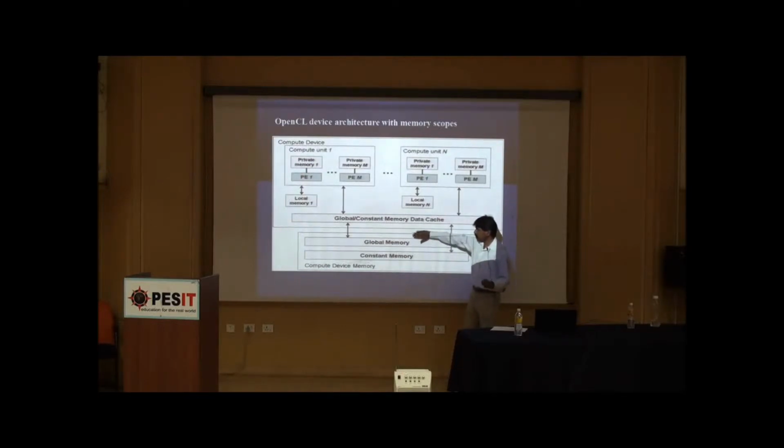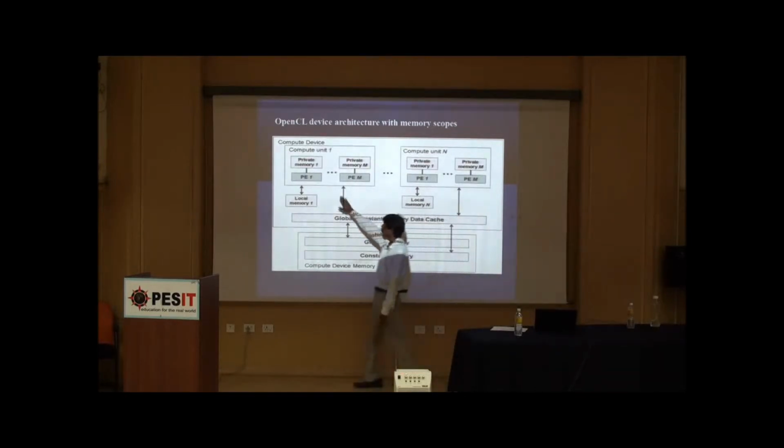Then you have something called the cache, which we'll keep aside right now. When we cut open the compute device, what do you get? Compute units. The compute units will have a local memory defined. This is the way they are defining it. You take one compute unit, you have one local memory for that. In each compute unit, you can have a series of private memories. Simple.